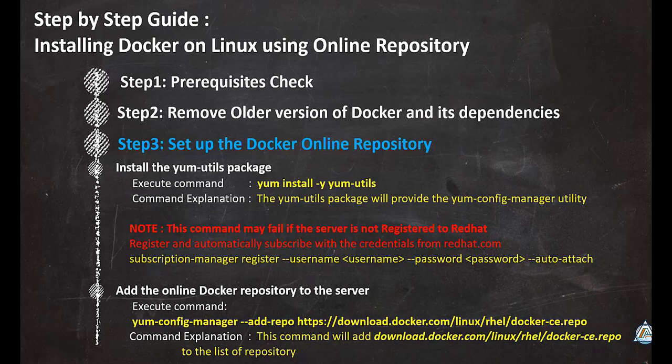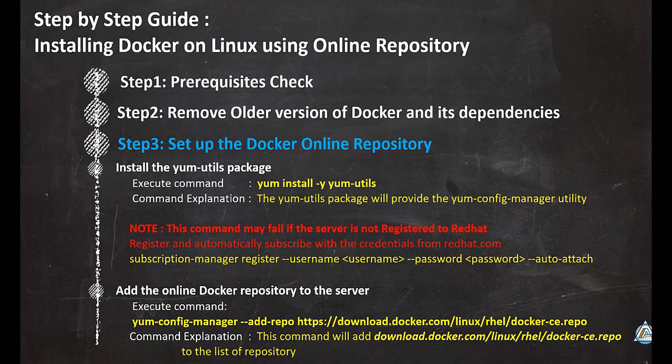This package will provide you the yum-config-manager utility, which will allow you to add the repository onto the servers. This command may fail if the server is not registered to Red Hat. So we need to register and automatically subscribe with the credentials of Red Hat. If you don't already have these credentials, you can create one. The subscription-manager register command will add your servers to the RHN network.